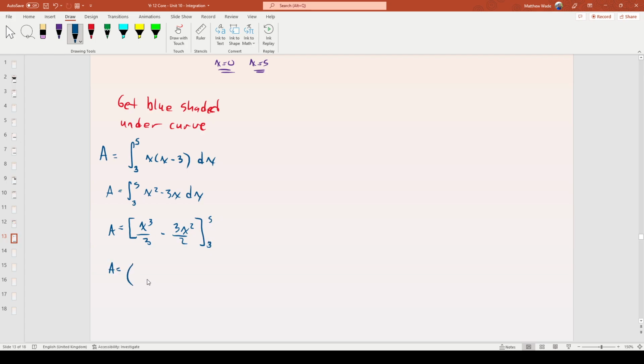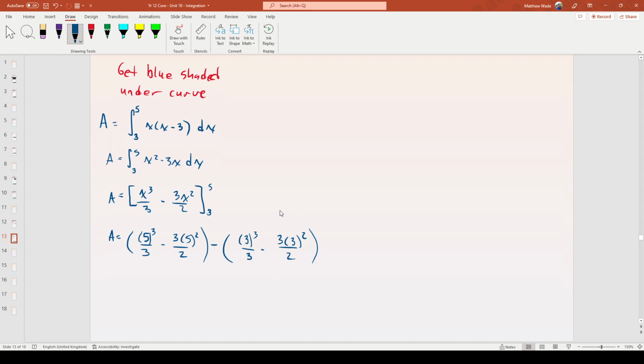Okay, pop in your limits. A equals, open circle bracket, 5 cubed over 3. Should have a bracket, so I'm going to do it anyway, even though I don't need it. Minus 3 brackets, 5 squared over 2. Close circle bracket. Take away, open circle bracket, and this is where I'm going to have to be careful putting it in. It's going to be open bracket 3 cubed over 3 minus 3 bracket 3 squared over 2, close circle bracket. Now, type this into your calculator super carefully. I've not pre-typed it in yet, so I'm going to do it right now. And you guys do it right now too.